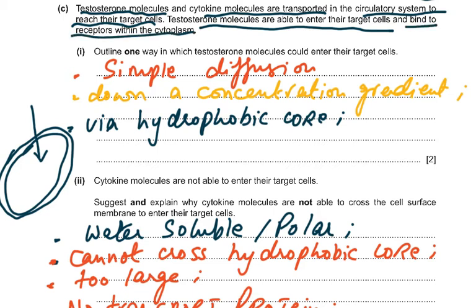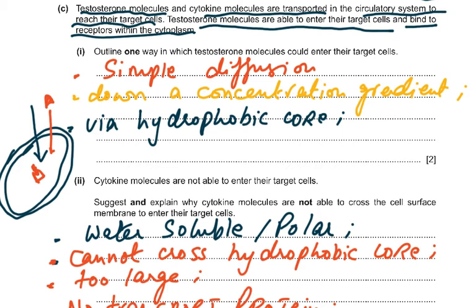So the testosterone molecule, say it is this one, is going to enter and maybe bind to something here. Maybe something here is going to bind to a receptor inside. It said bind to receptors within the cytoplasm. So simple diffusion down a concentration gradient, and it can pass through the hydrophobic core, which is the fatty acid tails, because it says it is able to enter their target cells.